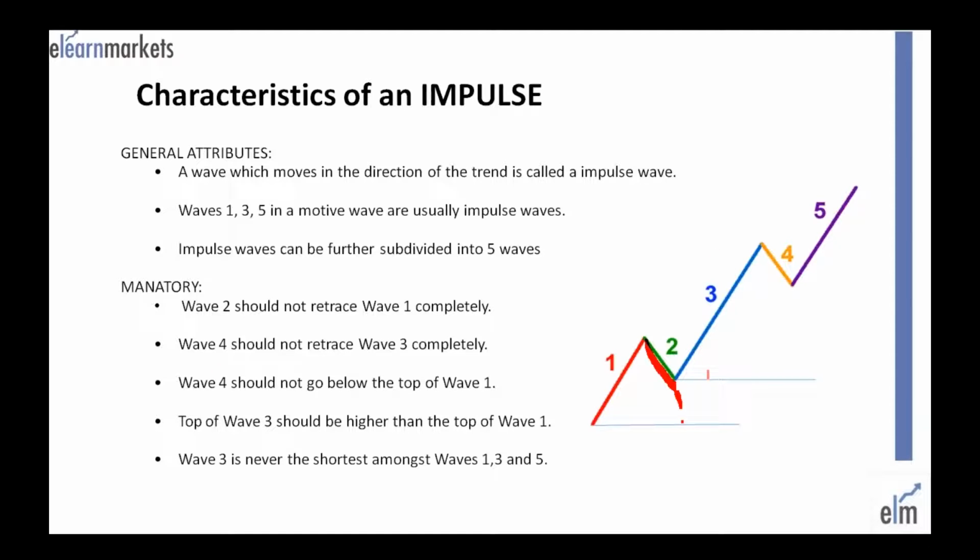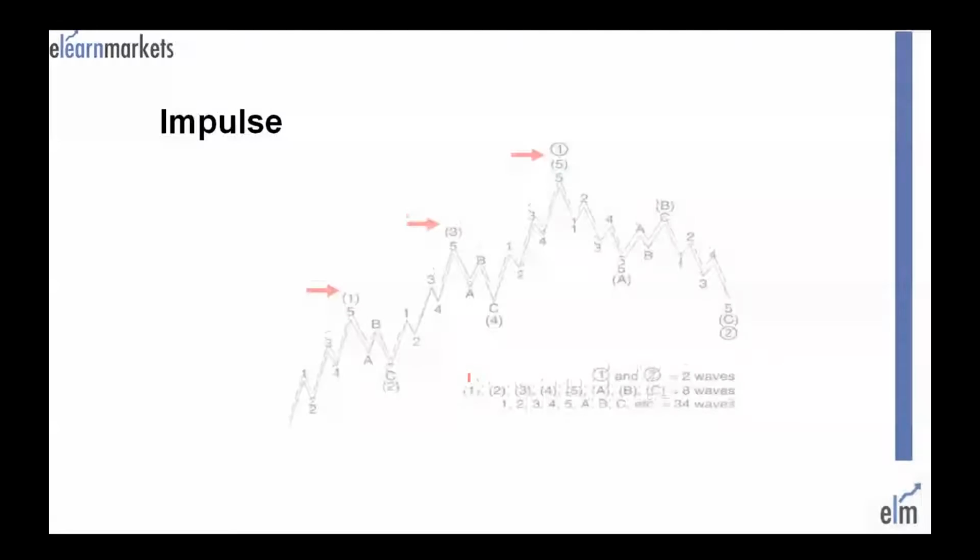Wave 4 cannot go beyond wave 3, and wave 4 cannot also enter the territory of wave 1. And the top of wave 3 should be higher than the top of wave 1 naturally, and wave 3 is never the shortest among waves 1, 3 and 5. So you must be thinking that these are the same conditions which we discussed for the motive wave. These are the particular characteristics for an impulse. We will be seeing diagonal very soon, and you will understand the significance of these definitions soon enough.